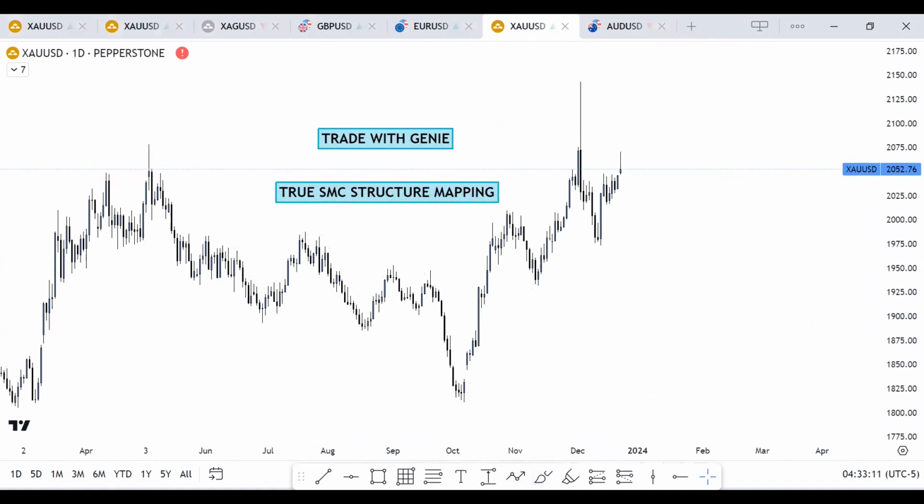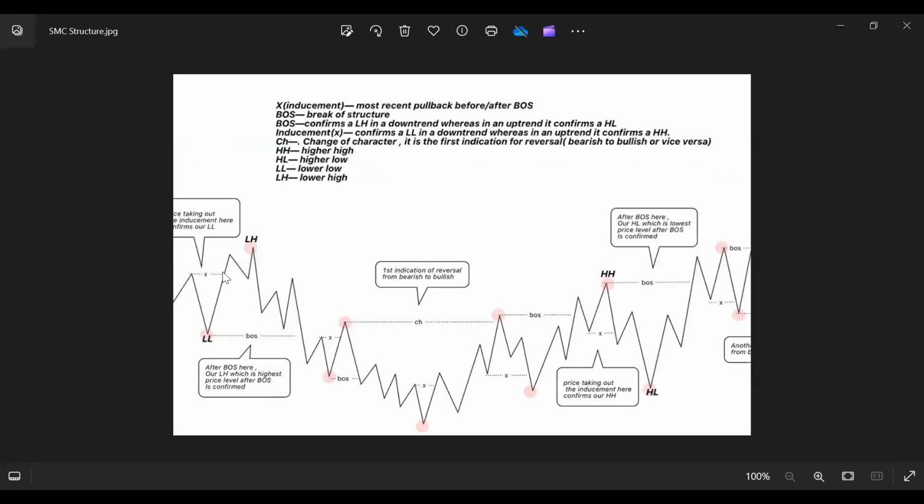So, starting the video from basics, I have a drawing for you. It will help you a lot while you map the structure. There are some terms in SMC structure which most of you will be familiar with: BOS, CHoCH, inducement, higher high, lower high, etc. Starting from this point, you can see this is our inducement. Price went down, then went up to take out the inducement.